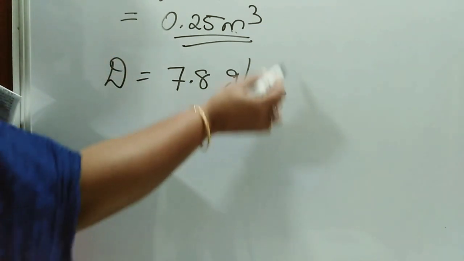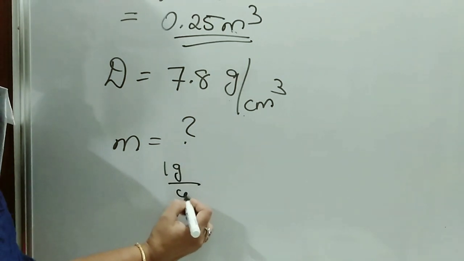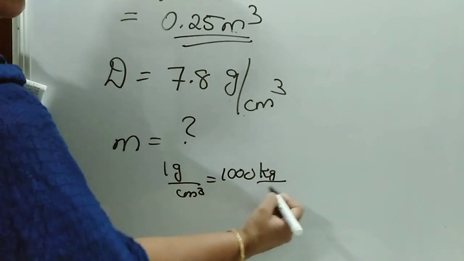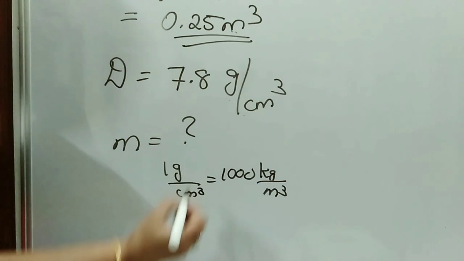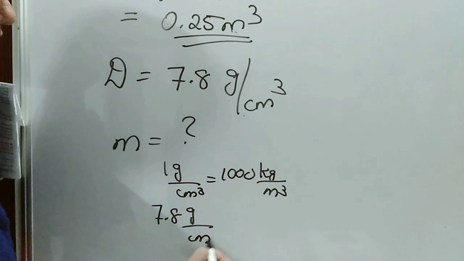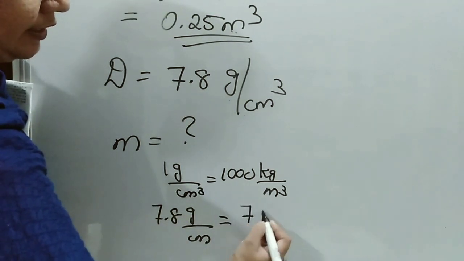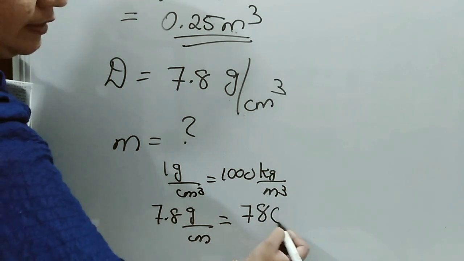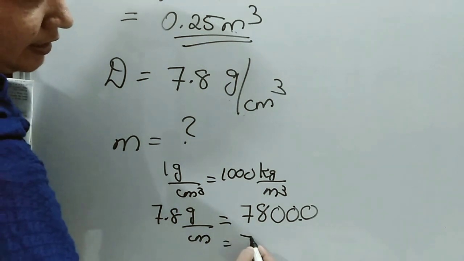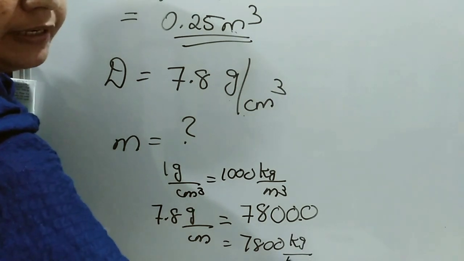I think this is easy to convert because we have the formula 1 gram per centimeter cube is 1000 kilogram per meter cube. So what will be 7.8 gram per centimeter cube? How will you do? Just multiply by 1000. So discarding the decimal, 78 multiply by 1000, 3 zeros. Then we have to place one decimal. So you will get 7800 kilogram per meter cube.